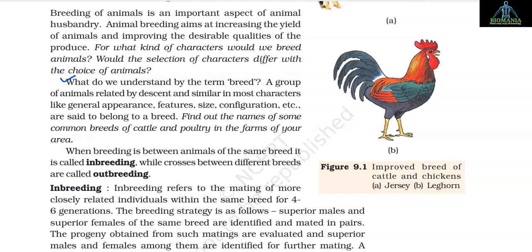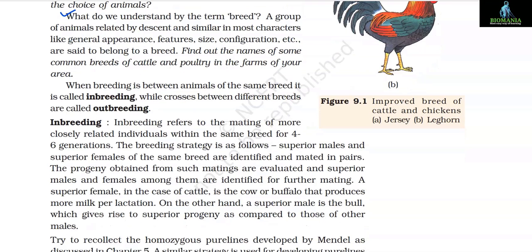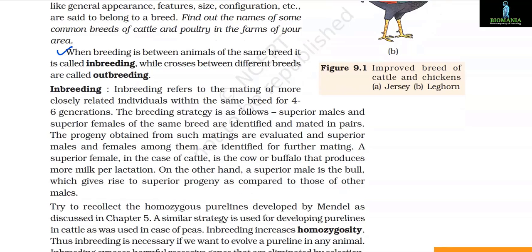A group of animals related by descent and similar in most characters like general appearance, features, size, configuration, etc. are said to belong to a breed. Find out the names of some common breeds of cattle and poultry in the farms of your area. When breeding is between animals of the same breed, it is called inbreeding, while crosses between different breeds are called outbreeding.